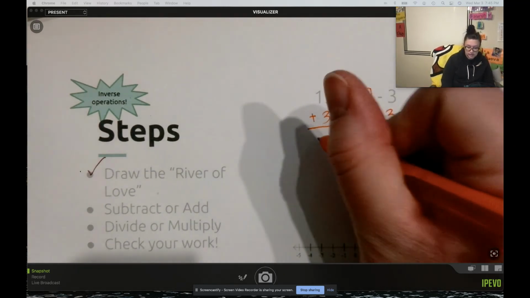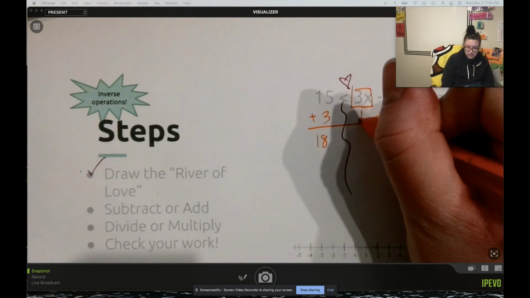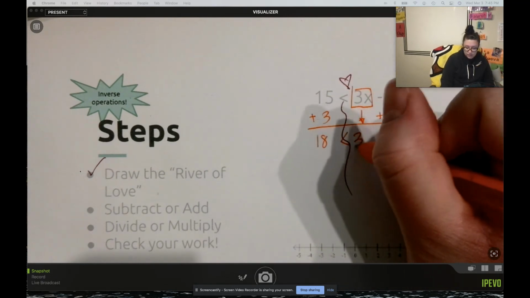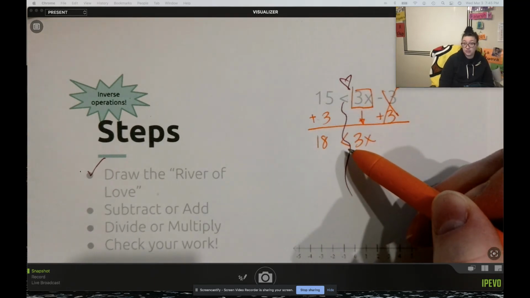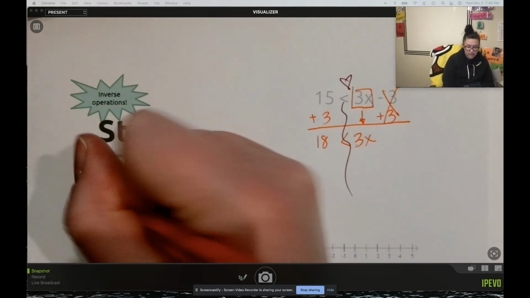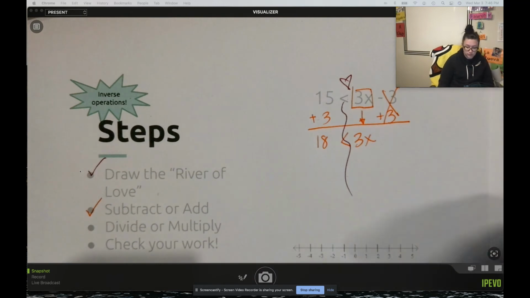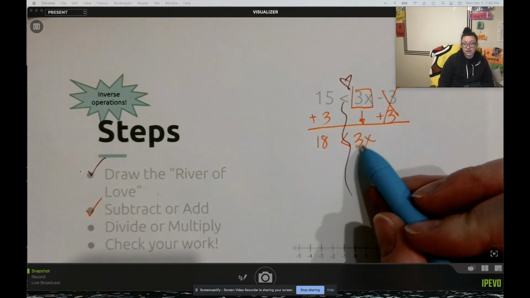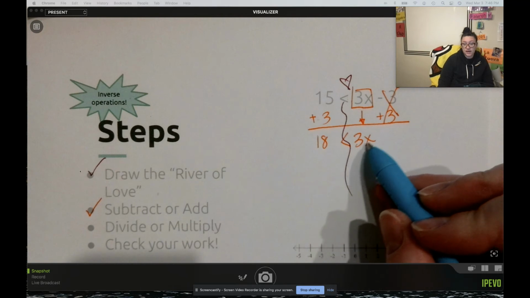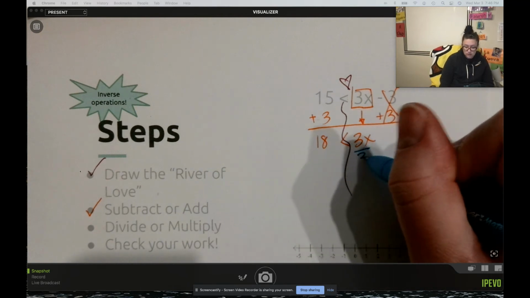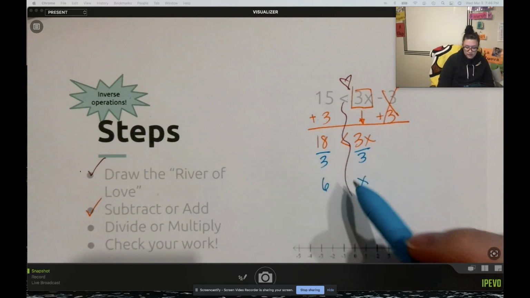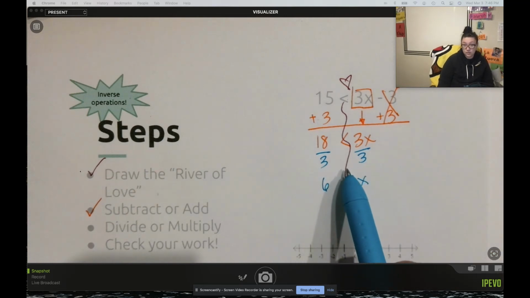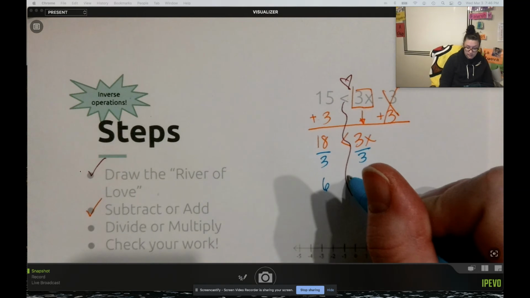15 plus 3 is 18. I bring down my 3x. My 3's cancel. My sign does not flip. I did not multiply or divide by a negative. Now they're side by side. To get rid of that multiplication, I need to divide both sides by 3. Did I divide by a negative? No, so I do not flip.